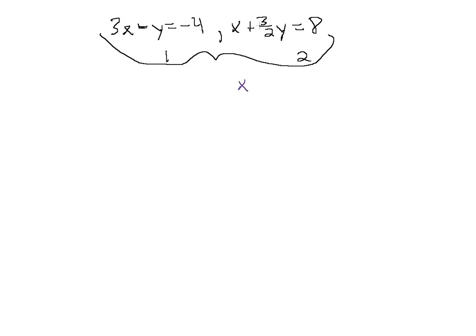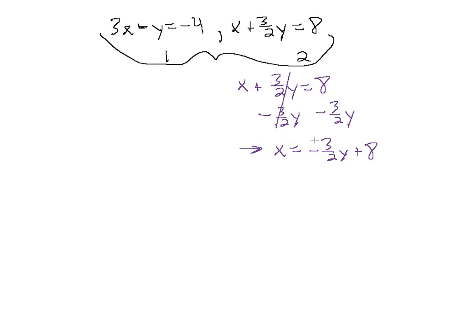So we have equation 2: x plus 3 over 2y equals 8. Let's go ahead and subtract 3 over 2y from both sides. These two terms will cancel, which gives us x equals minus 3 over 2y, excuse me, plus 8. All right, so we have one equation with a variable defined in terms of the other variable.